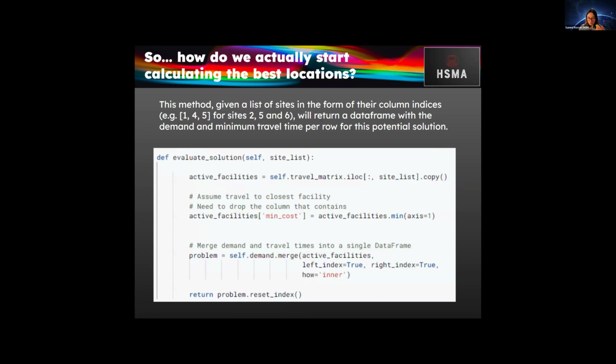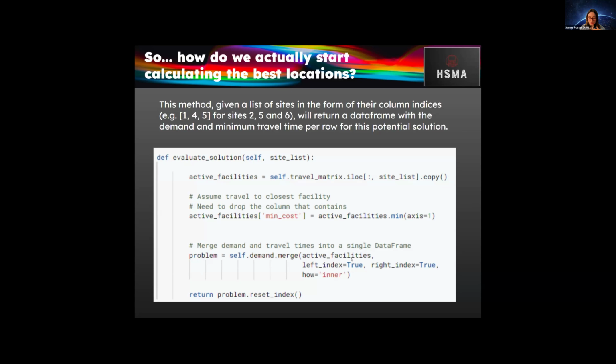We've then got a method called evaluate solution, and what we pass into it is the list of potential sites we want to evaluate. It filters down the travel matrix to just include the sites that we want to look at right now. It works out the minimum cost, the minimum travel time across those facilities only. It looks at that and weights it by the, well, it doesn't weight it at this point, actually. It gives us a data frame that is the active facilities.